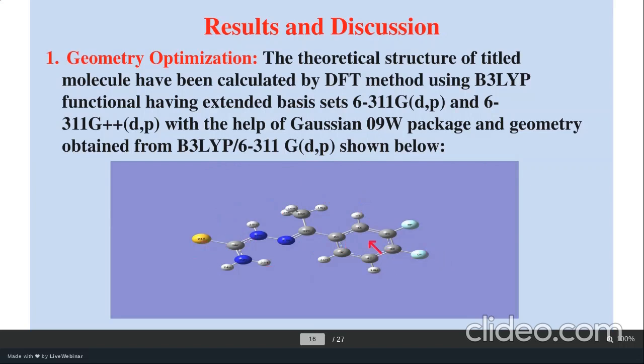Here is a pyridine ring. At each corner there is a carbon, and this light blue color shows the sulfur atoms, and these white symbols show the hydrogen atoms connected to the carbon. Similarly here, this blue color shows the nitrogen atoms. Here these white colors are hydrogen atoms, and this yellow color also shows the sulfur atoms.